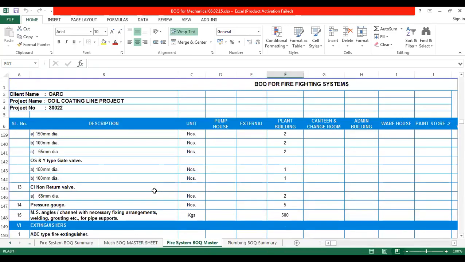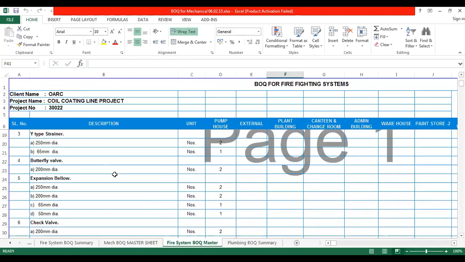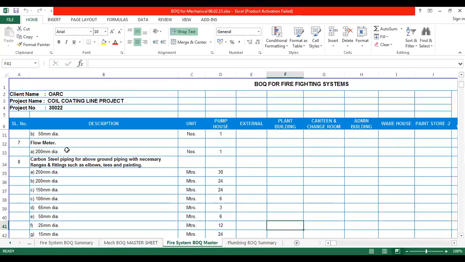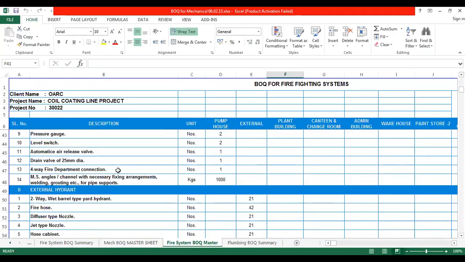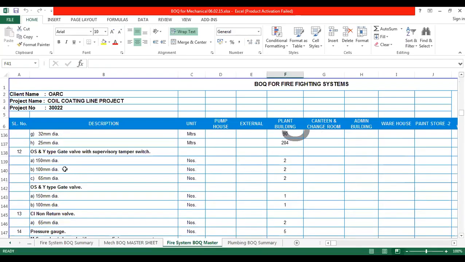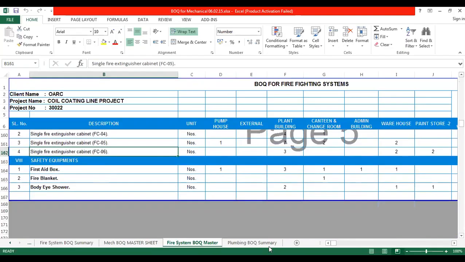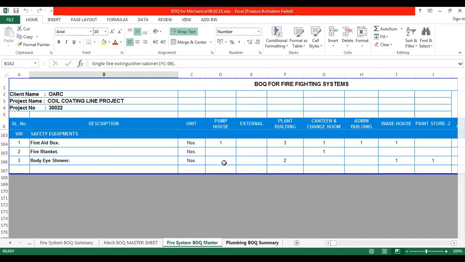So in this fire equipment everything we are giving. Y-type strainer, automatic air vent, water valve, everything. Just description and quantity, that's all. So fire extinguisher, everything is there. So this is the plumbing unit, like that.